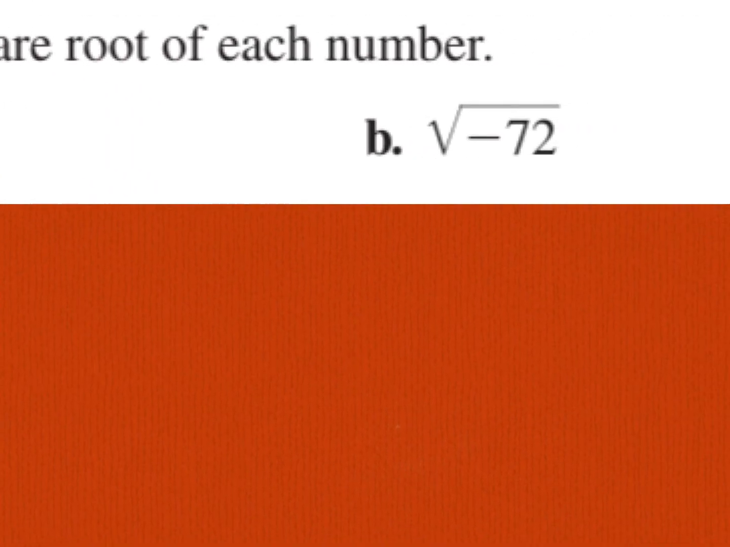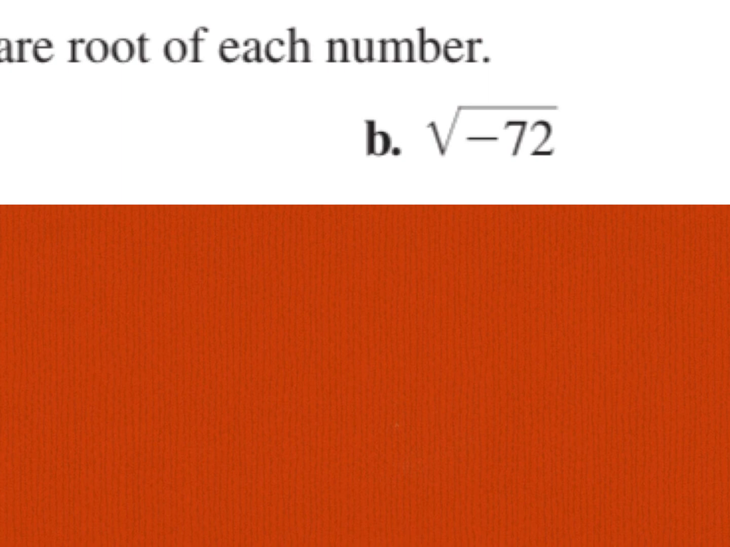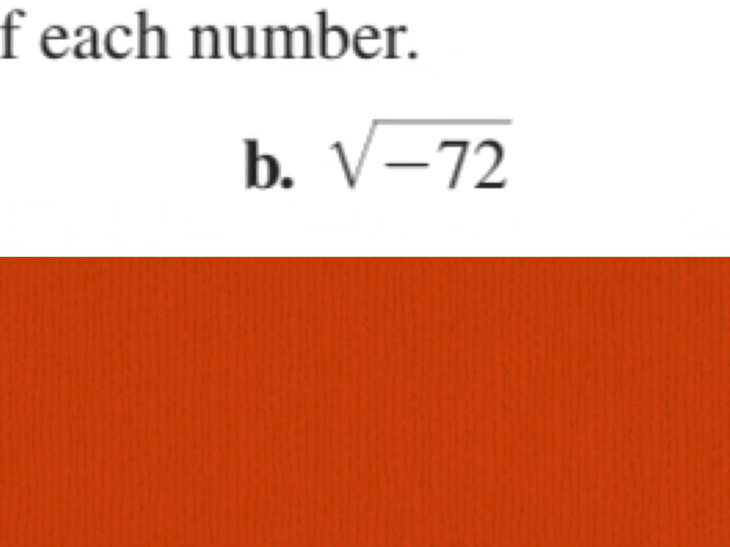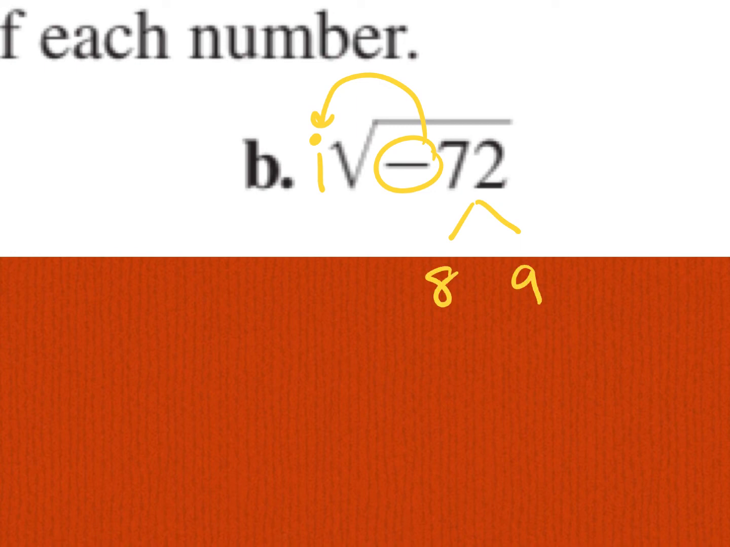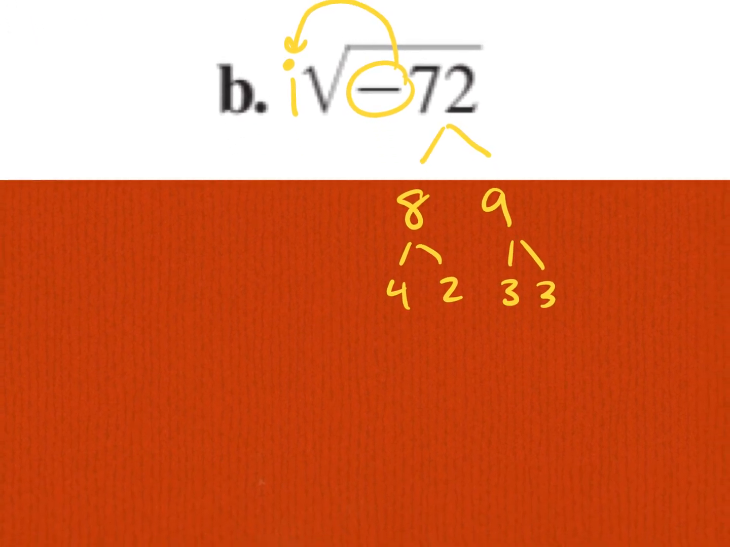All right, let's look at B. So what's the first thing I want to do here? Take out the negative, and what does it become? An i. Now I want to simplify the square root of 72. 72 is not a perfect square, so we have to break it down. What are two factors of 72? 8 and 9. What are two factors of 8? 4 and 2. And two factors of 9? Can I break anything down anymore? 4 gets broken down into 2 and 2.